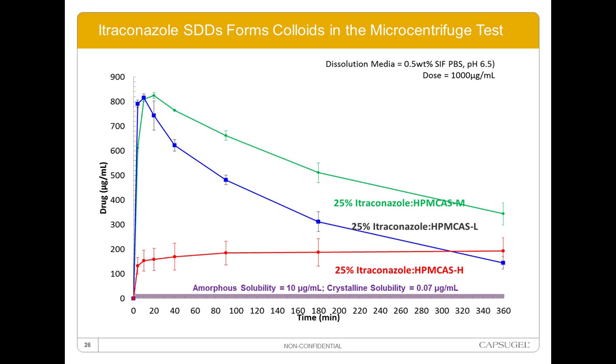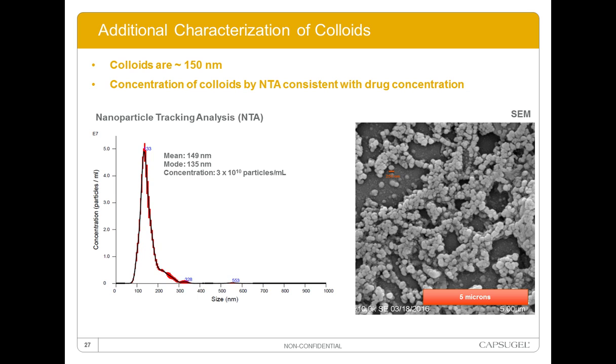You can see, on the other hand, with the more hydrophilic HPMCAS polymers, HPMCAS-M and L in blue and green, the concentration of colloids goes up very rapidly, is almost to dose by the first time point, but we see a gradual decrease in the concentration of itraconazole colloids over time. So we see some kind of precipitation or ripening event.